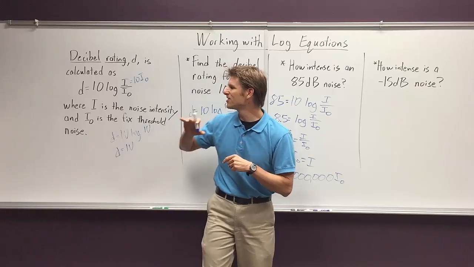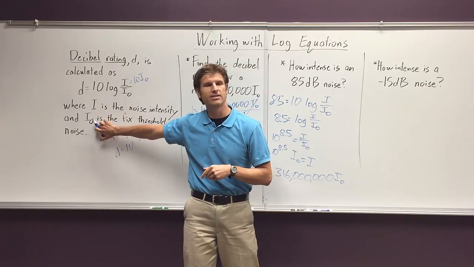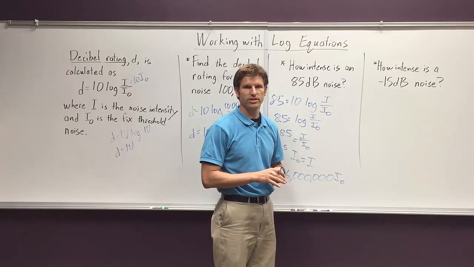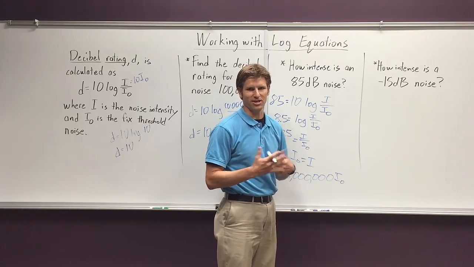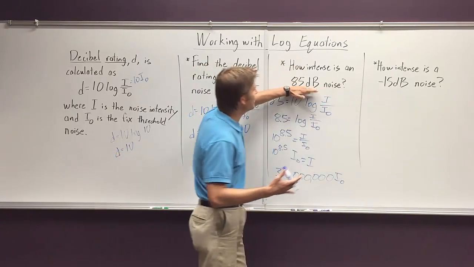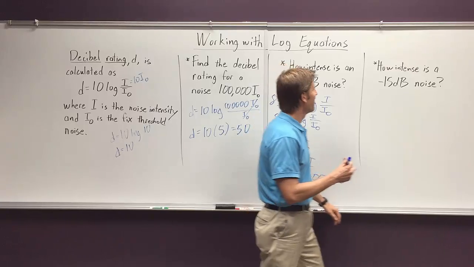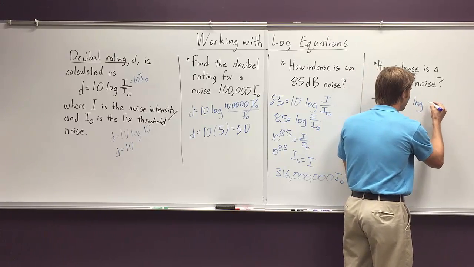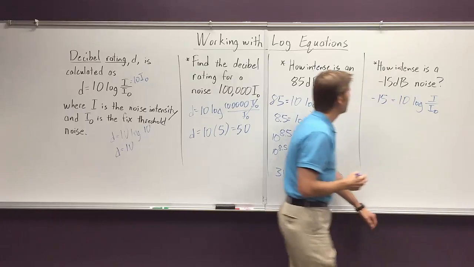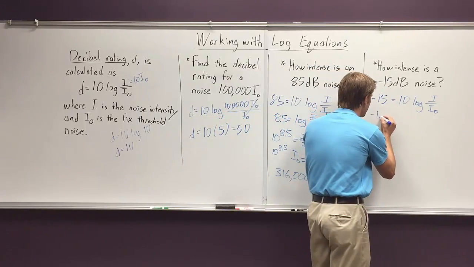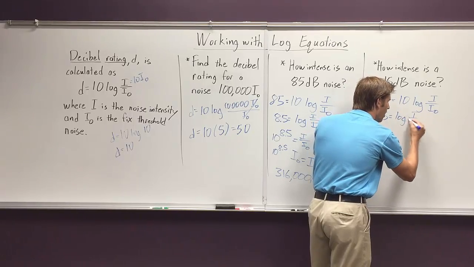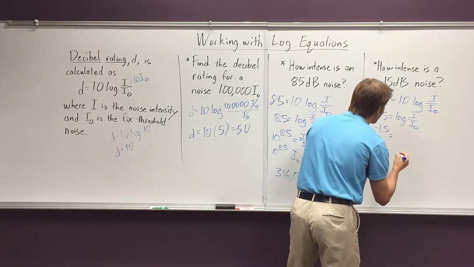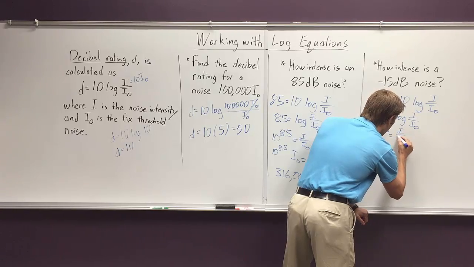Now, so how intense is a negative 15 dB noise? So the smallest noise an average person can hear is this I naught. Negative 15 dB is the smallest noise that the best hearers in the world can hear. So just to give you a sense of where this range is, this is dangerous, this is the best ears around. So what do we do? We put in negative 15 equals 10 log I over I naught. Okay, we'll divide by 10 again, so negative 1.5 equals log I over I naught. Convert it to an exponential equation. 10 to the negative 1.5 equals I over I naught.